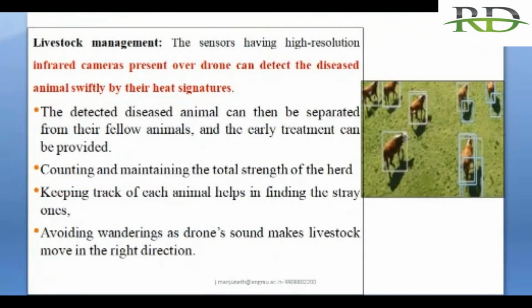We can also observe livestock. If you fly the drone over livestock, that is animals, by using infrared cameras we can detect diseased animals or those with a heated nature. By thermal sensors, you can easily assess the heat or coolness present, whether diseased or healthy, also by using these multispectral drones.